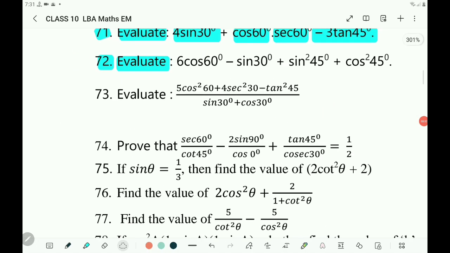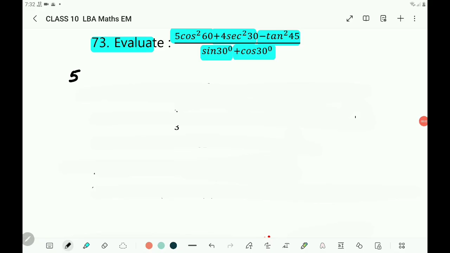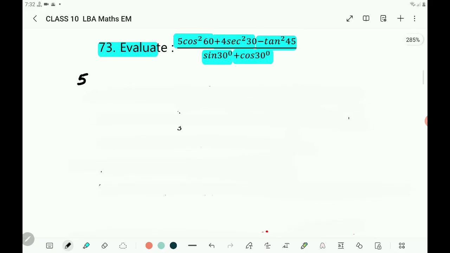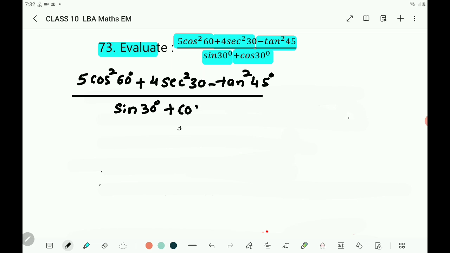Question number 73. Evaluate (5 cos square 60 degree plus 4 secant square 30 degree minus tan square 45 degree) by (sin 30 degree plus cos 30 degree).